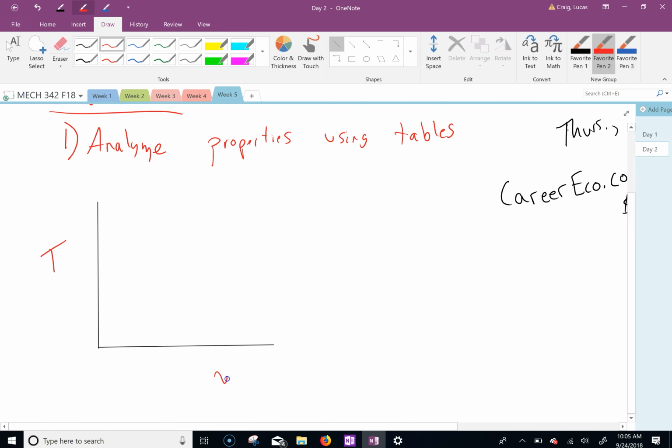Well, let's do T versus V. And let's make this like that. So here is a vapor dome. And we can label these as Kelvin or degrees C and meters cubed per kilogram.